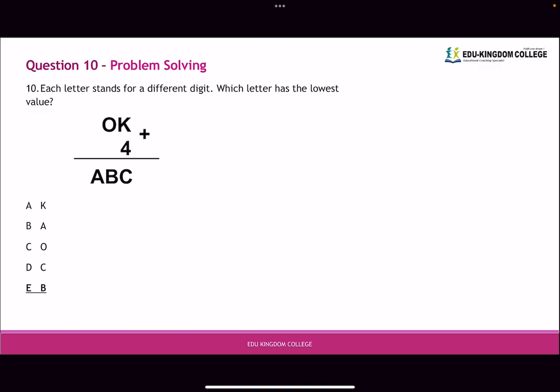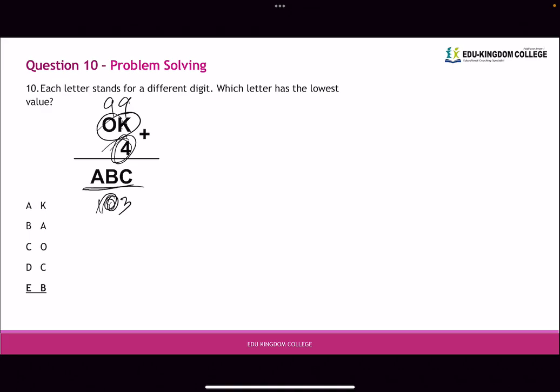Okay, so if we have anything plus 4 and it gives you a 3-digit number, and you're adding it to a 2-digit number, this has to be 90 something plus 4 gives you 100 and something. So even if this was 99, if you add 4, it's going to be 103. If you add 4 to 98, 97, 96, it's going to be 102, 101, 100. This middle number is always going to be the smallest, and it's always going to be 0.